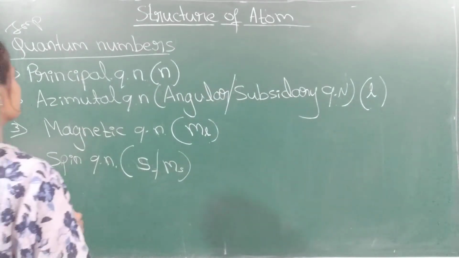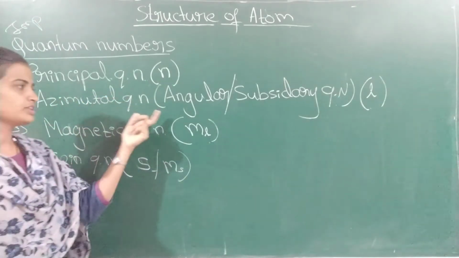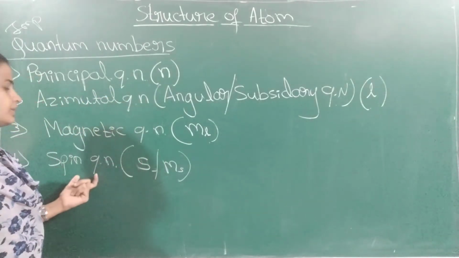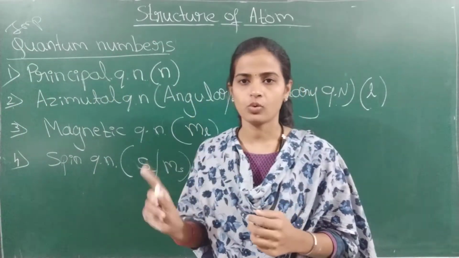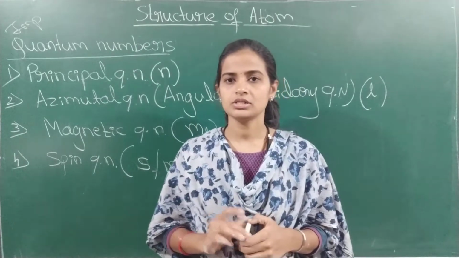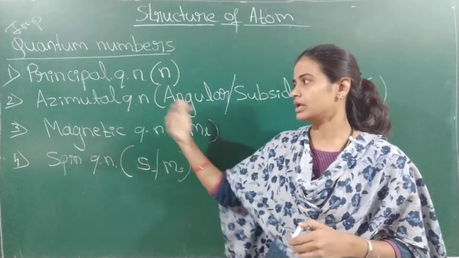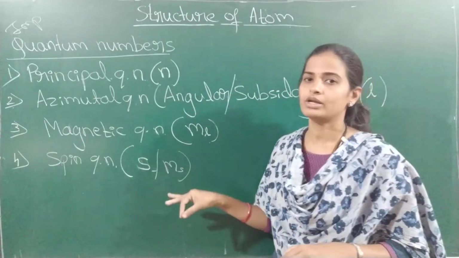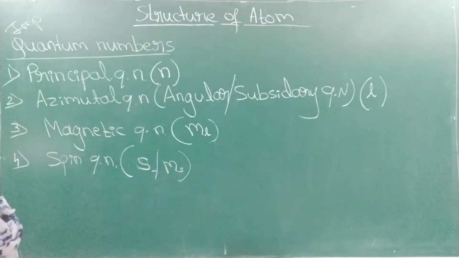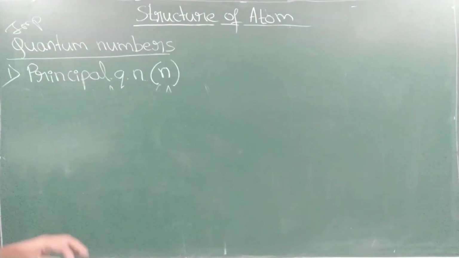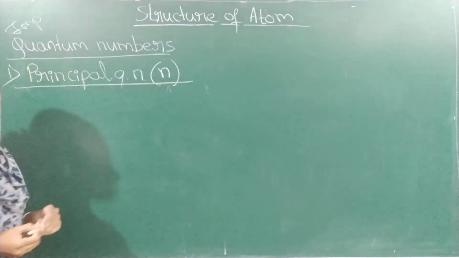These are the 4 quantum numbers: principal quantum number, azimuthal quantum number, magnetic quantum number, and spin quantum number. It is important to know about all these 4 quantum numbers. You got it, students? First, you should know what the quantum numbers are, and then we will study each and every quantum number one by one. Now we write the side heading: principal quantum number. Now we will discuss the first quantum number, that is principal quantum number.